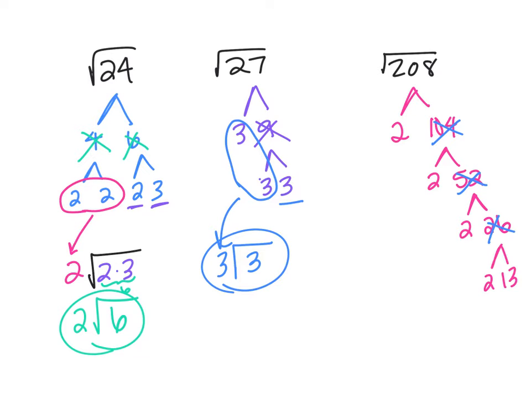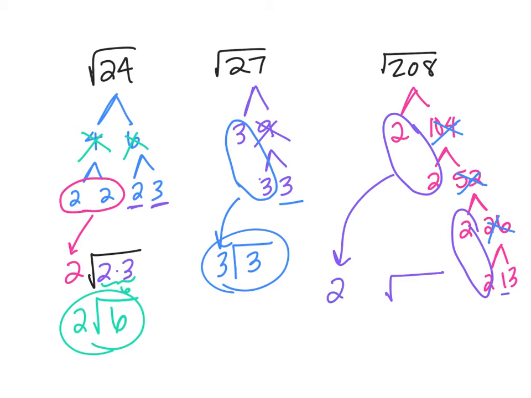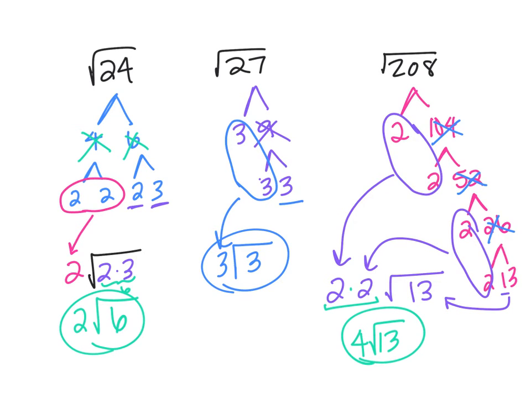Looking for our pairs, so we have one pair of 2's here, another pair of 2's, and then a 13 left. So on the outside, that means we bring both of our 2's, turn into just one of them, and then you're left with that 13. Since it does not have a pair, it goes on the inside. And just like the first example, if you pull out more than one pair, those just multiply together. So we do 2 times 2 equals 4, root 13.